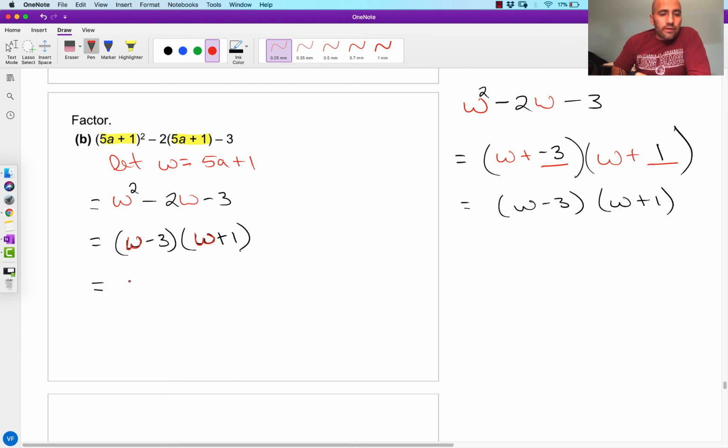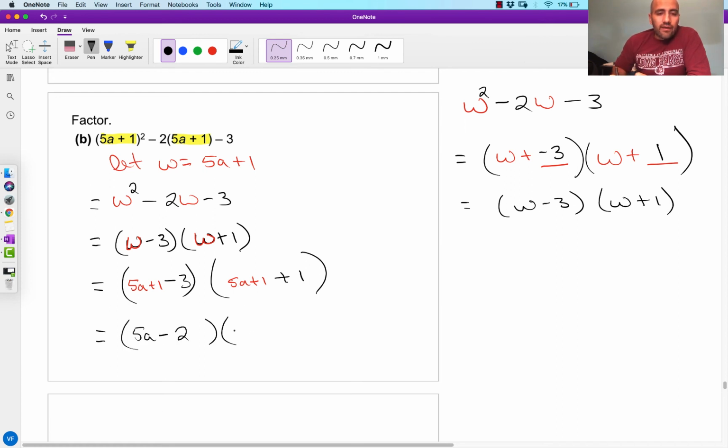So the w is 5a plus 1. And there's a 5a plus 1 there. And then there's a minus 3. And then there's a plus 1. Good. Okay, so now we can simplify that. And our final answer would be 5a minus 2 and 5a plus 2. Okay, and that's as good as it gets. Can't go any further.